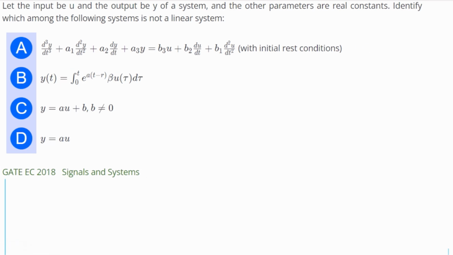The next question says: let the input be u and the output be y of a system, and the other parameters are real constants. Identify which of the following systems is not a linear system. So what is a linear system? Let me show you a block diagram in order to understand a linear system.